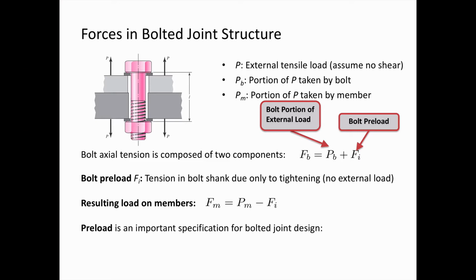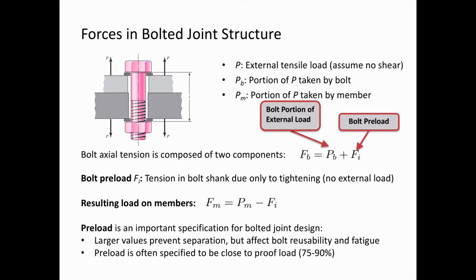Preload is an important specification for bolted joint design. Larger values prevent separation, but also affect bolt reusability and fatigue. We'll talk about both of those items as well. Preload is often specified to be close to the proof load, 75 to 90% of the proof load. So let's talk about how we can achieve specified preload values.